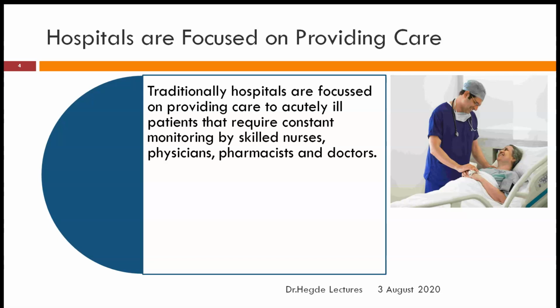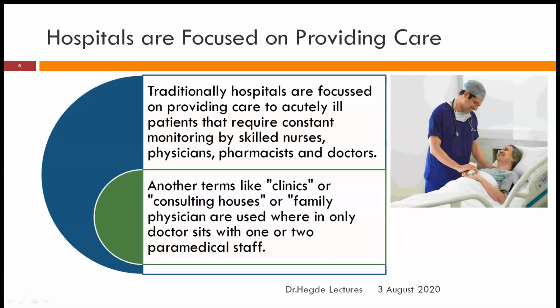So these are the three pillars for any institute or organization, the hospital organization. One is the physicians, pharmacist, and nurse. They come together for the common objective of providing patient care.